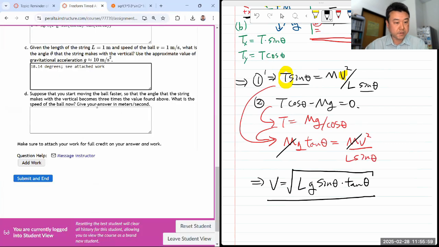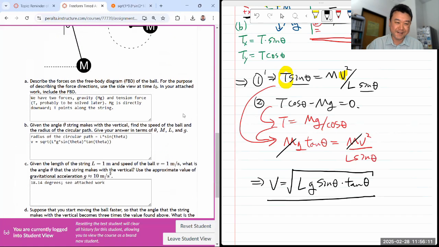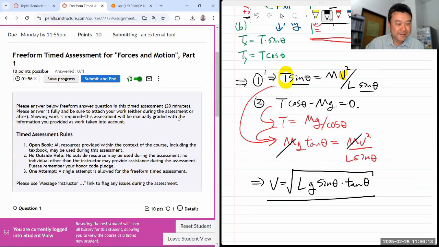3.34 meter per second squared. So V is equal to 3.34 meter per second squared. Then basically, the angle will max out at 90 degrees, while the speed V will approach infinity within classical physics anyway. So, all right, that's it.